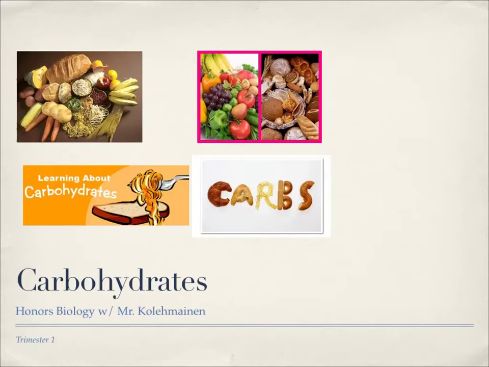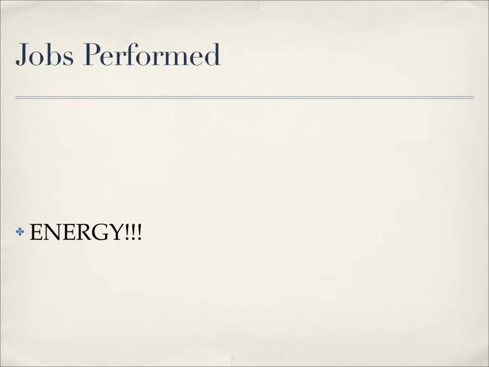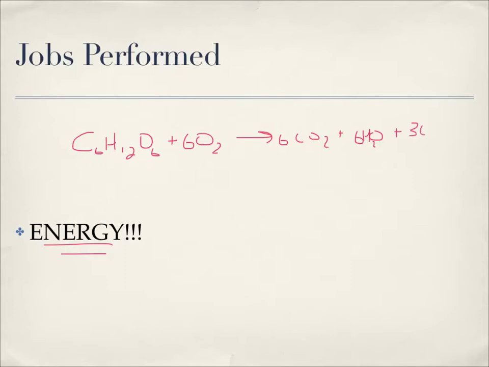So the first thing I wanted to do was look at what jobs are performed by carbs. The big one is that they are used for energy. If you remember from what we did before, you could talk through C6H12O6, that general glucose. You add 6 oxygens, and it will produce 6 CO2s plus 6 H2Os plus what's called ATP, and it's going to create 36 of them.